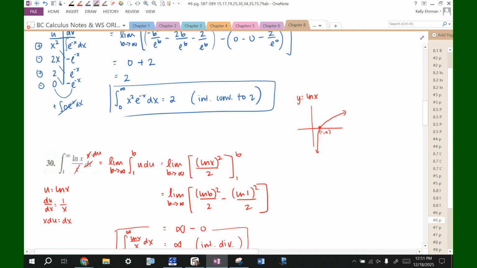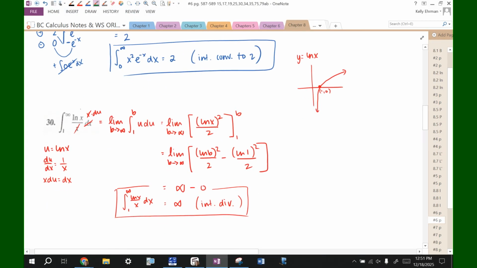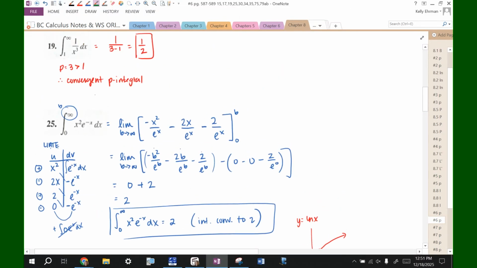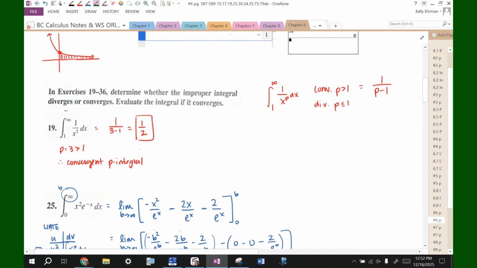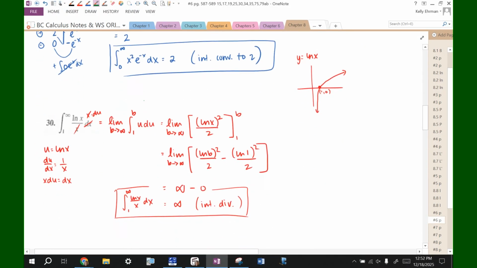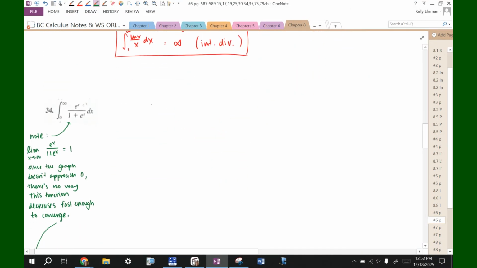So far, is this graph approaching 0? Yeah. This graph is approaching 0 because x will grow faster than ln x. So this had the potential to converge. x squared over e to the x is approaching 0. Those terms are approaching 0. 1 over x cubed is approaching 0. So all of those had potential to converge. The question is, are they decreasing fast enough?